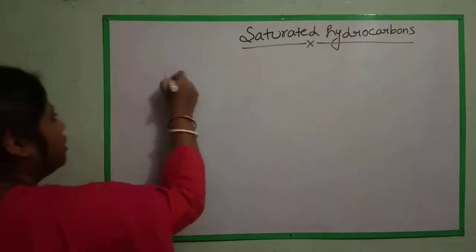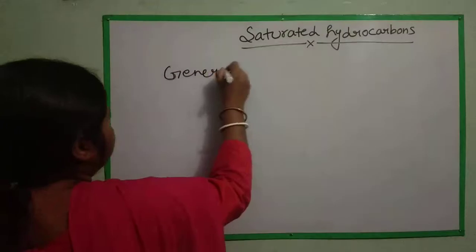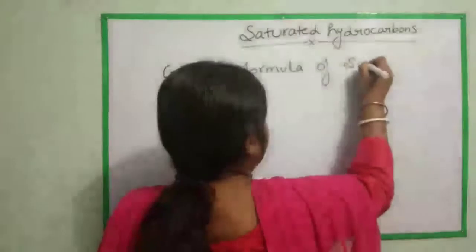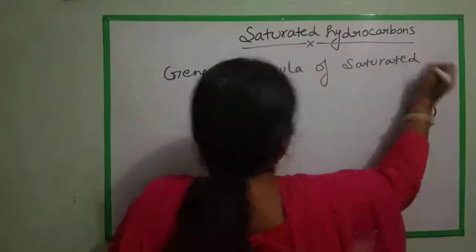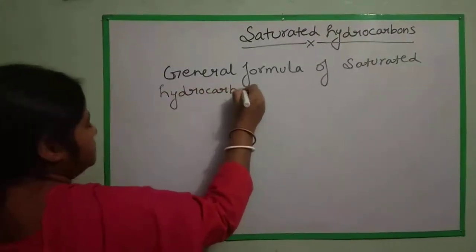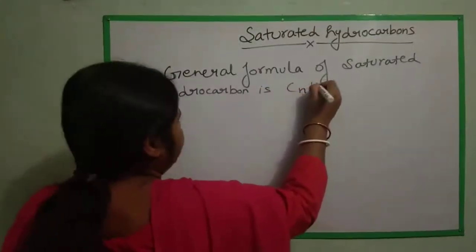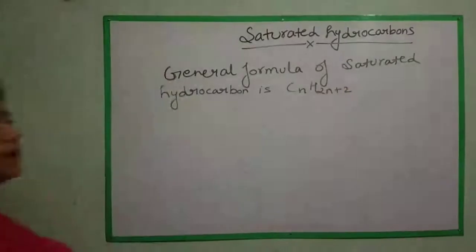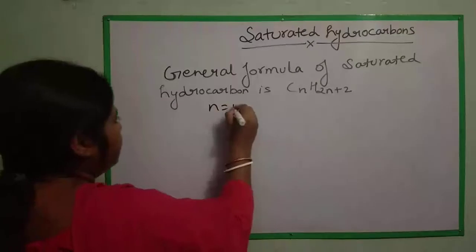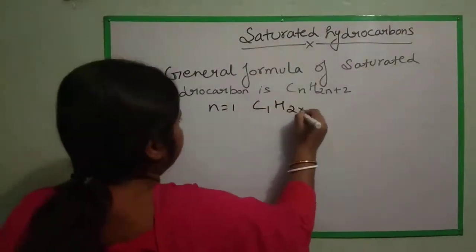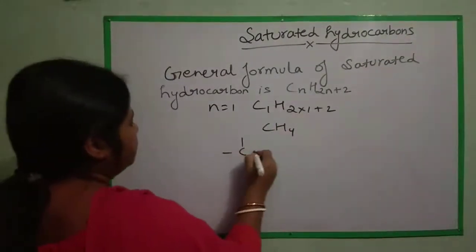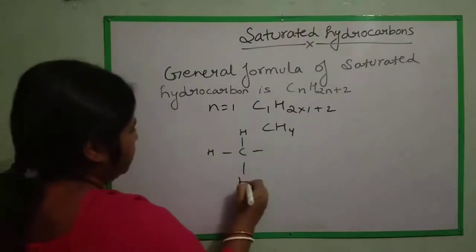The general formula of saturated hydrocarbon is CnH2n+2. If I take n=1, then the formula will be C1H(2 into 1 plus 2), which comes to CH4. If I see the structure of CH4, it is C with H, H, H, H.